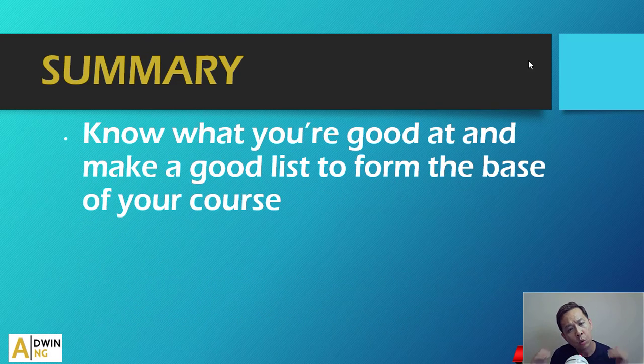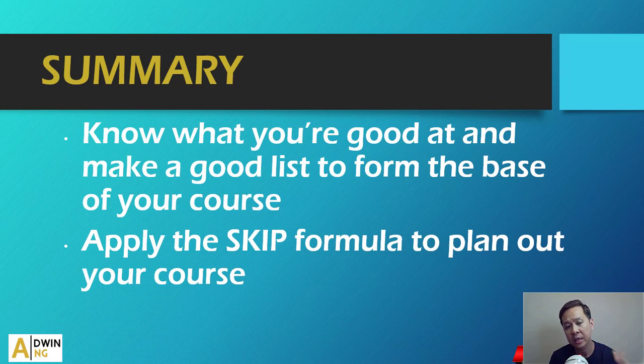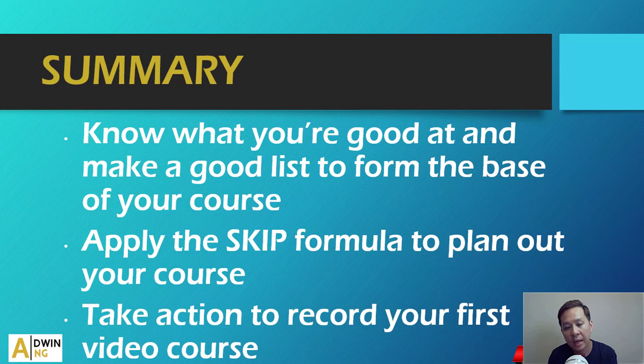In summary, know what you are good at and make a good list to form the base of your course. You do not need to be perfect, just come up with the skeleton of the course topics, and apply the SKIP formula to plan out your course. I've been doing a lot of courses online, and this formula always works and helps me understand the audience and plan out a good course which someone would benefit from. And take action to record your first video course. Just make it 10 minutes and your course should be published.